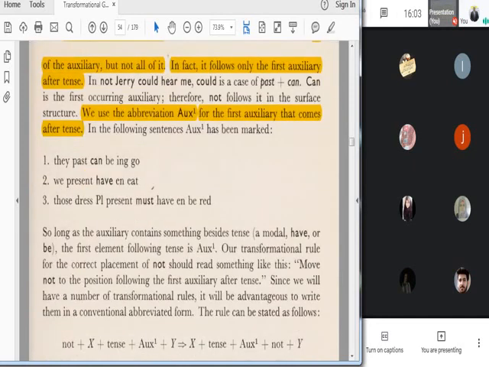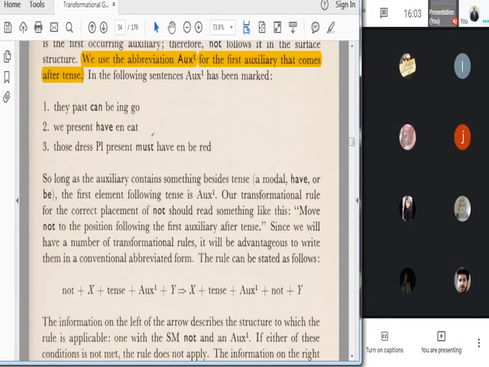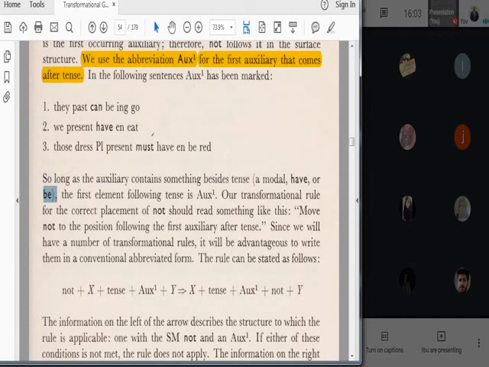Past can be ing go. Present have en eat. Present must have en be ing read. So long as the auxiliary contains something besides tense: a modal, have, or be. I think we have had this before in the auxiliary chapter. We talked about the auxiliary in detail. We said that the auxiliary is basically about tense, and it is the tense carrier. If we have no auxiliary in the sentence, the tense is the auxiliary, right?